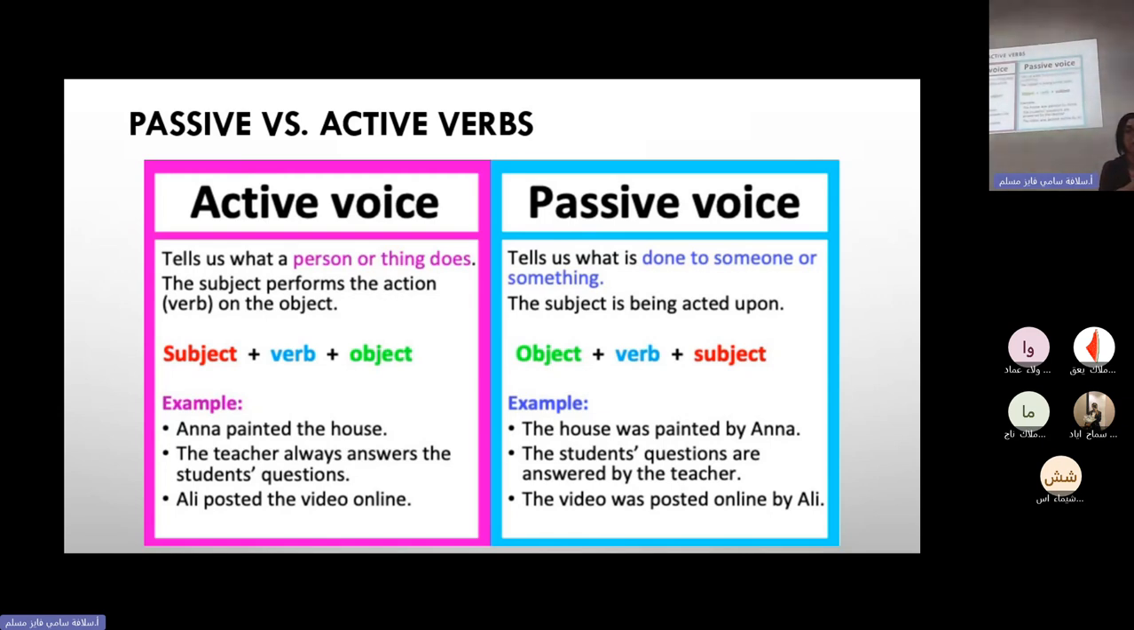The students' questions are answered by the teacher. The students' questions was the object that now became the subject. Are answered by the teacher, and the subject became the object, the one that is not important for us to know.